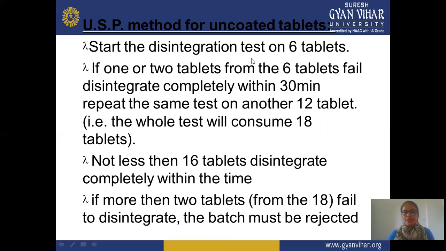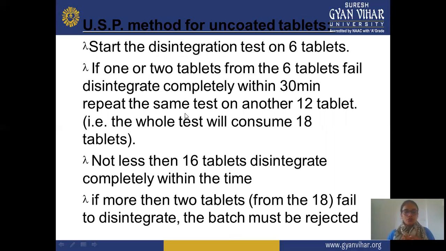USP method for uncoated tablets. In this, start the disintegration test for 6 tablets, and if 1 or 2 tablets from the 6 tablets fail to disintegrate completely within 30 minutes, repeat the same test for another 12 tablets. That is, the whole test will consume 18 tablets. Means you take 6 tablets, and out of 6 tablets, you start disintegrating or breaking the tablets, and check how much time is taken. According to USP, if it takes more than 30 minutes, or out of 6 tablets, if 2 or more than 2 tablets take more than 30 minutes to disintegrate.